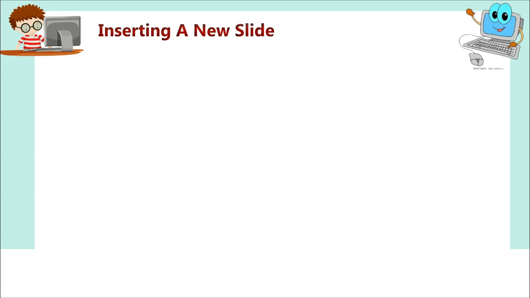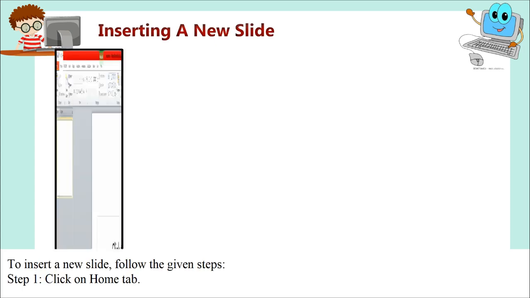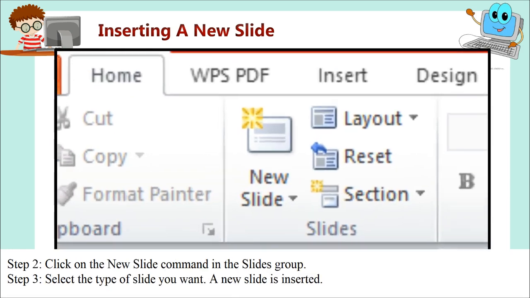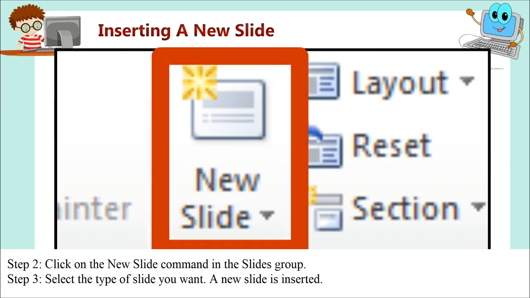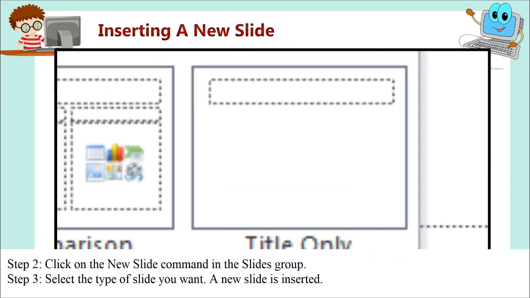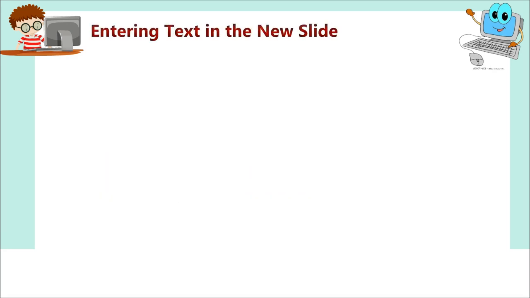Inserting a new slide. To insert a new slide, follow the given steps. Step 1. Click on Home tab. Step 2. Click on the New Slide command in the Slides group. Step 3. Select the type of slide you want. A new slide is inserted. To add a new slide quickly, right-click in the Slides pane. Select New Slide option from the pop-up menu.